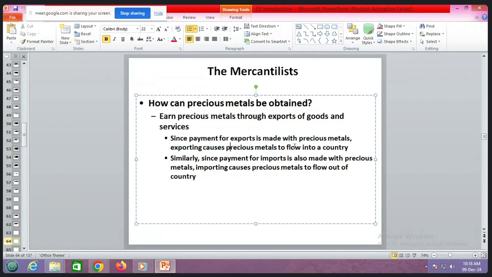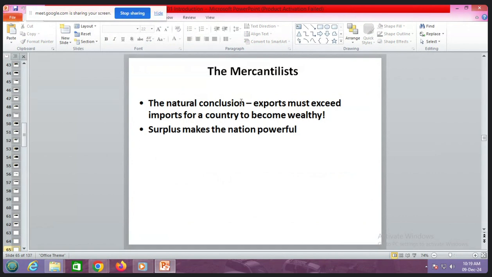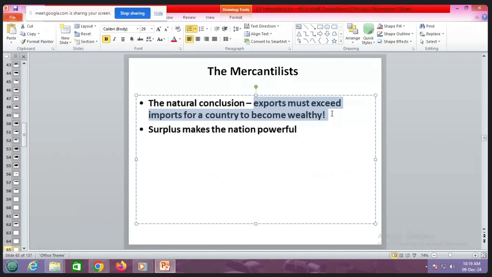If you export more, you will get more flow of precious metals into your country. The other part of it is, if you are importing any good, you have to make payment in the form of precious metal. So importing causes metal to flow out of the country, whereas export causes metal to flow into the country. According to mercantilism, the natural conclusion is that export must exceed import if a country has to become wealthy.